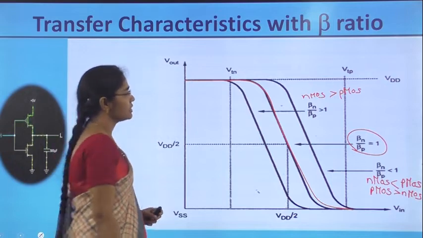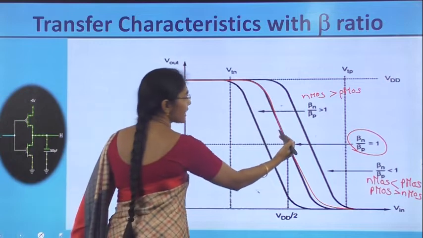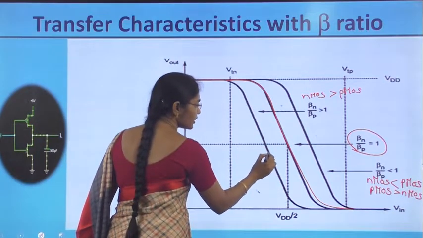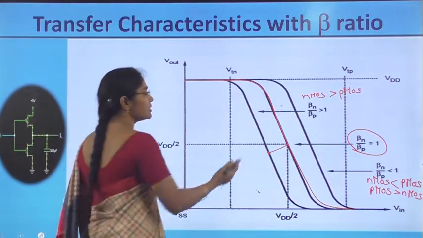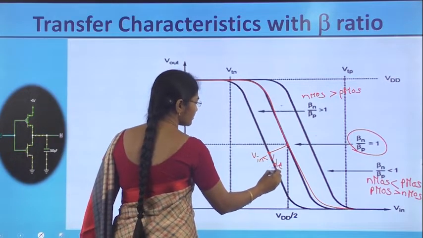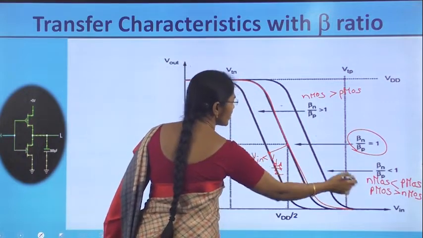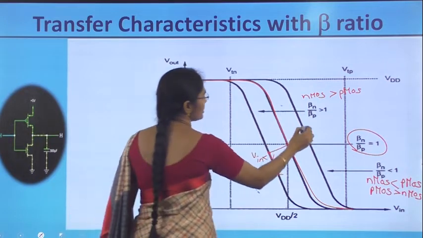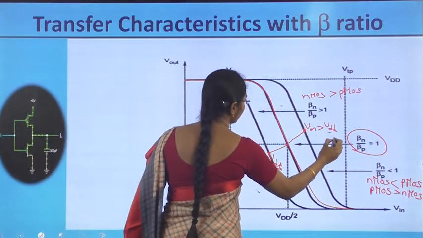For these two cases: first, if NMOS is greater, then the characteristics will move inside. That means the V invert point value is going to be decreased, so V invert is less than VDD by 2. If the size of the PMOS is taken as greater, then the V invert point is going to be increased, so V invert is greater than VDD by 2.